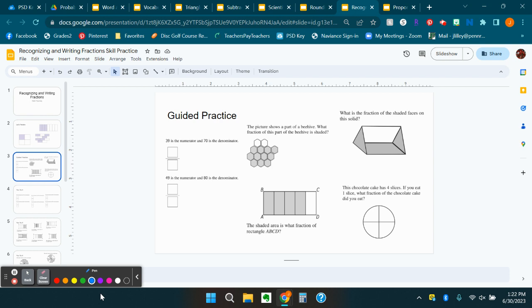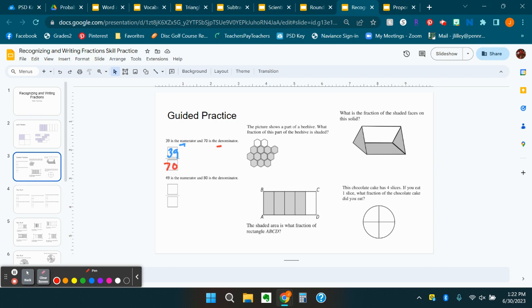Let's take a look at some of the guided practice. So this is the way that these kinds of questions will show up on your progress monitoring. Sometimes they will just ask you to write the fraction correctly. And what they want you to recognize is where the numerator is and where the denominator is in the fraction. So if 39 is the numerator, that number is going to go on top. If 70 is the denominator, that number is going on the bottom.